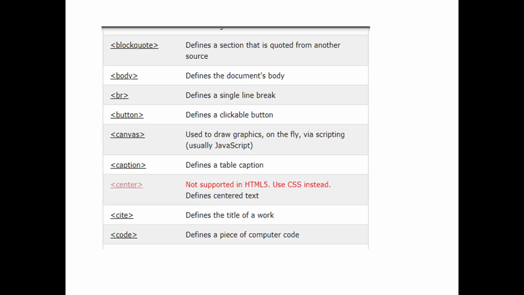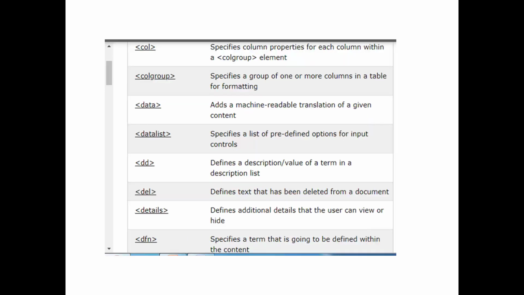Next element is cite. This defines the title of a work. Next one is code. If you want to declare or write a piece of code of any programming language, then we can use the code element. Next one is col. This specifies the column properties for each column. And next is the colgroup element. This specifies more than one column in a table.